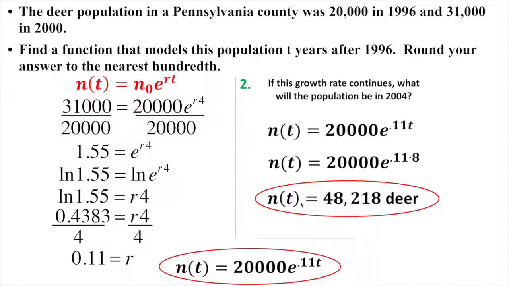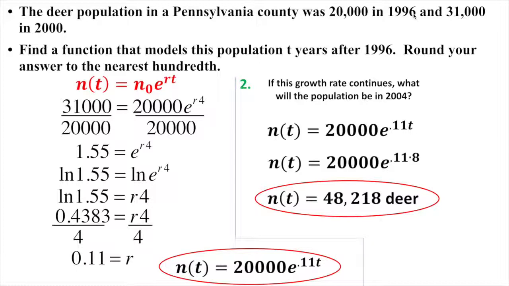Check your answers here. You should have come up with a rate on this one of 0.11, which is 11%. So this would be your function right here. And then to identify what the population would be in the year 2004, this one's interesting because it's going to be 8 years after 1996. This one is not 1990.